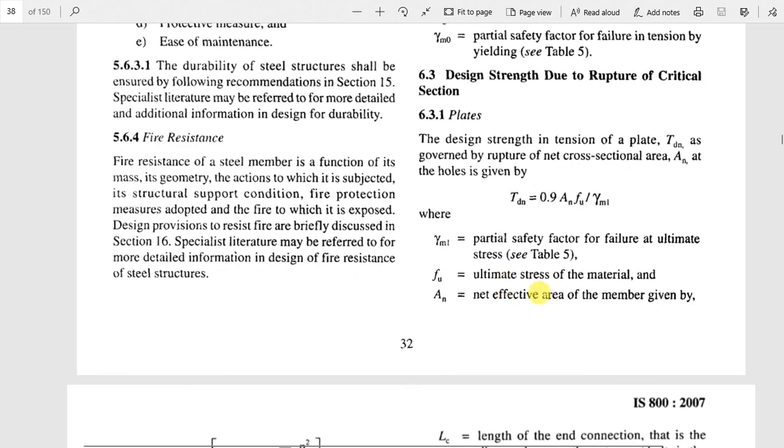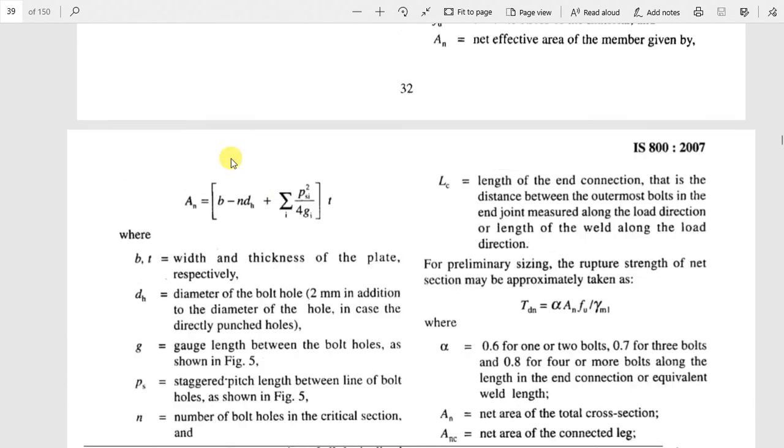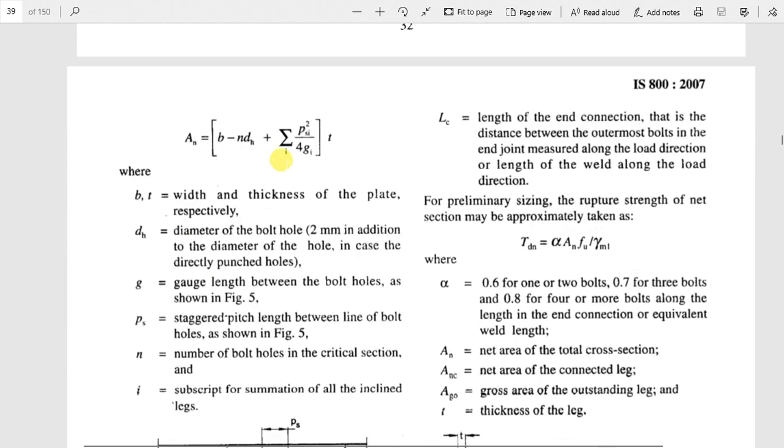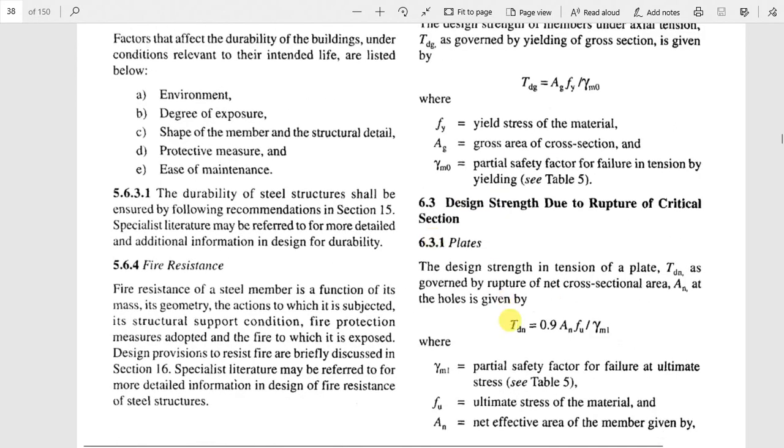AN is the net effective area of the member, which is given by this formula over here, which I used earlier. B stands for width of the plate, and DH is the diameter of the bolt hole, and N stands for the number of bolt holes in the critical section. And this particular term will be used when there is a staggered pitching. So this we have used earlier. The same formula can be used to get TDN for plates.